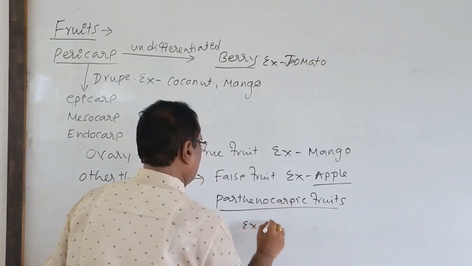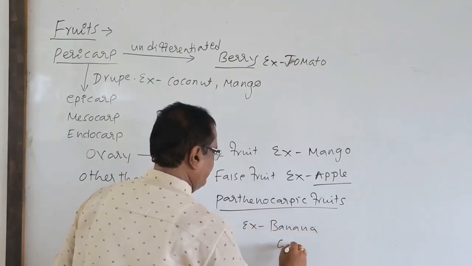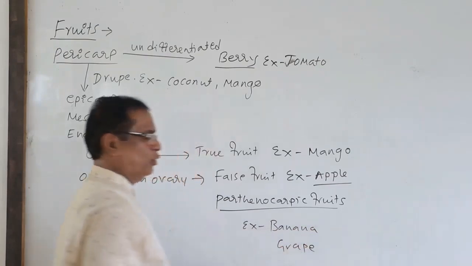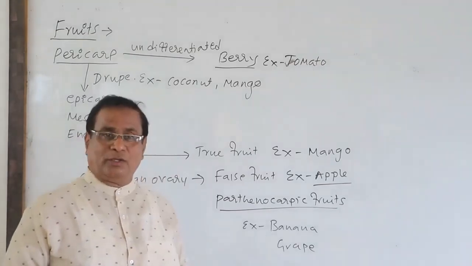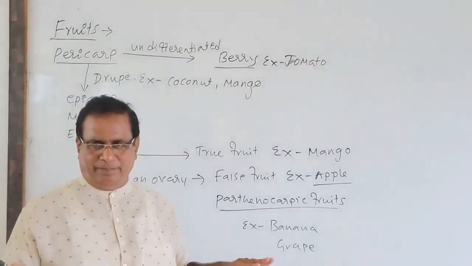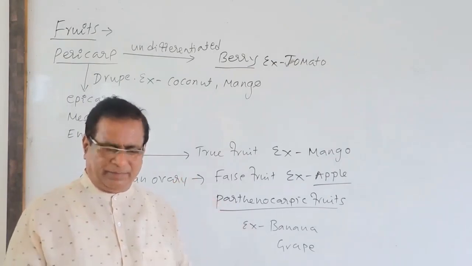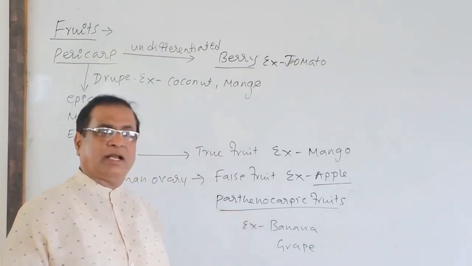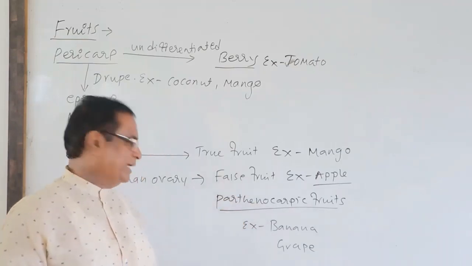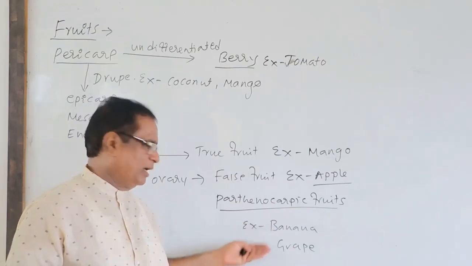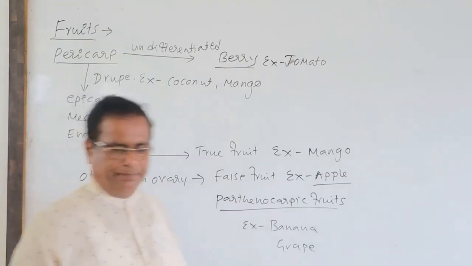Best example, banana and a grape, where there are no seeds at all, because there is no fertilization at all. The ovary becomes a fruit without fertilization. Such fruits are named as parthenocarpic fruits. An example, banana and a grape.